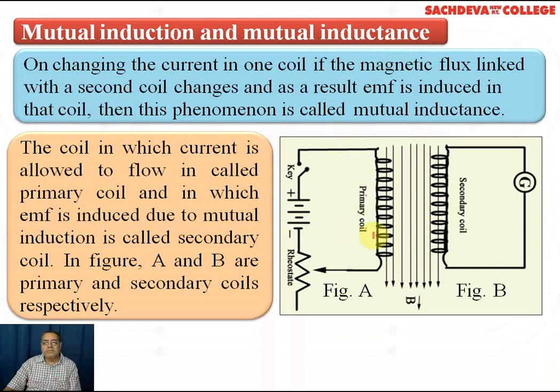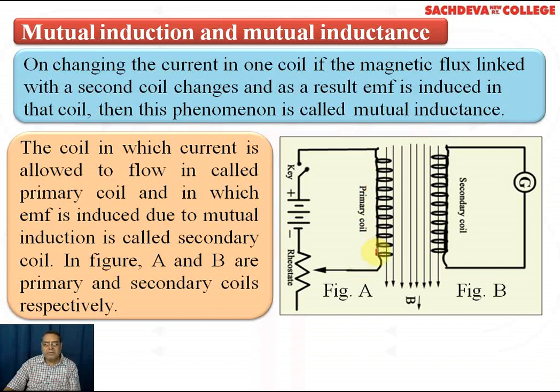Like in the figure, we are finding that in the primary coil, a key is connected along with a battery and rheostat. The purpose of the rheostat is to vary the current by changing the resistance. Now, the moment we press the key, the circuit will be complete, that is, the switch will be on. We find that current will flow in the primary coil.